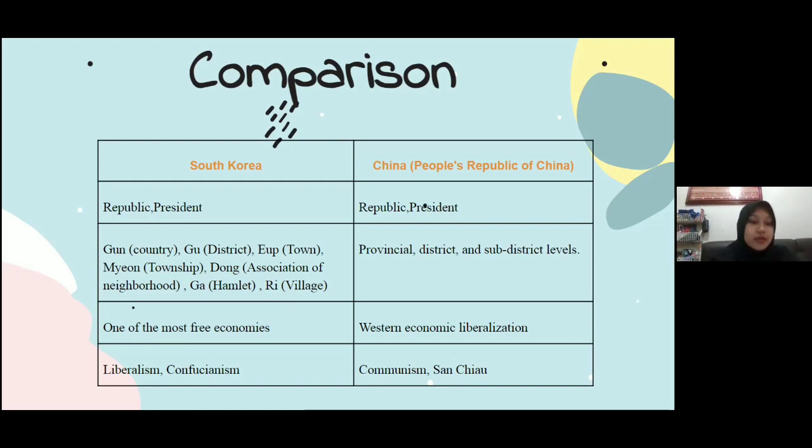And for the economy, South Korea is one of the freest economies in the world, while China implements Western economic liberalization. For the ideology, South Korea is implementing liberalism and Confucianism, while China is implementing communism and Sanqiao. Next.